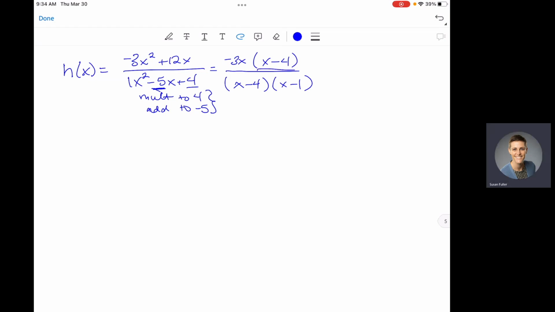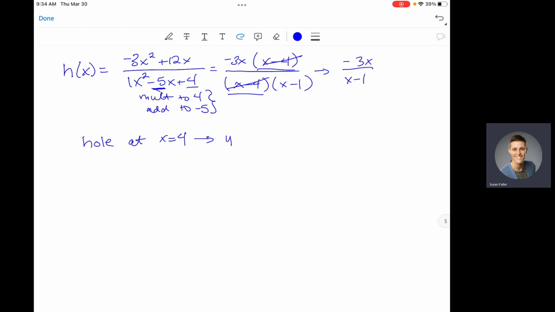Okay, I have a common factor on top and bottom, so this is going to create a hole at x equals 4, which is the x value that makes that factor 0. So that's going to create my hole. Once I make a note where my hole is, I can cancel and simplify. And so I'm going to have negative 3x over x minus 1.